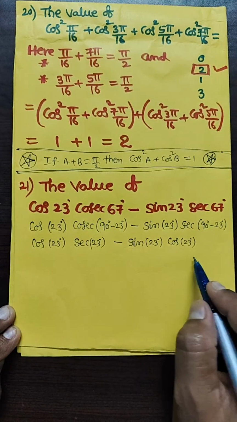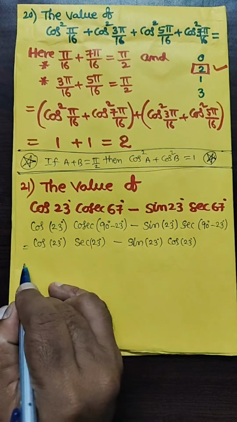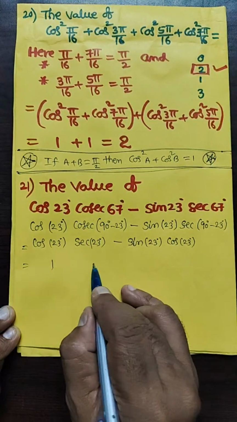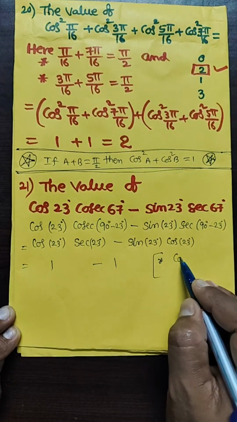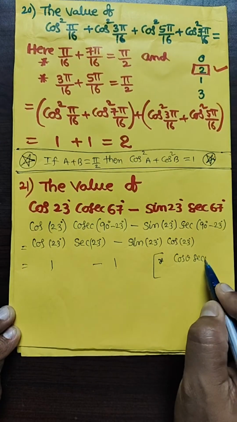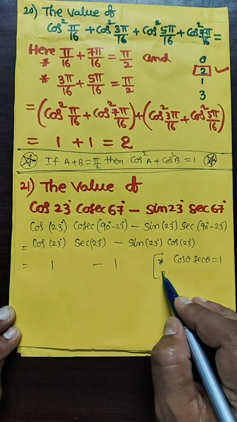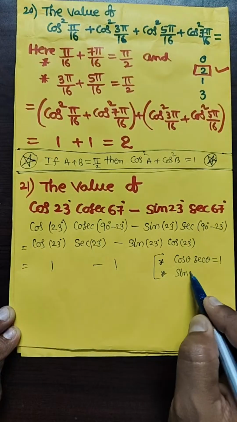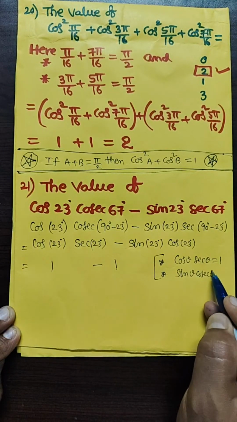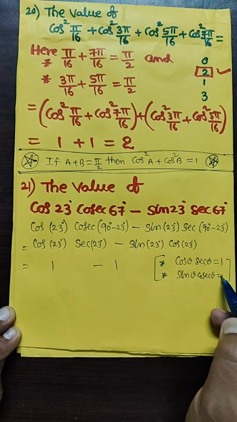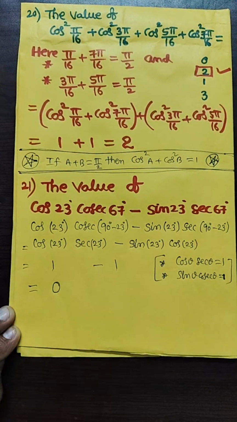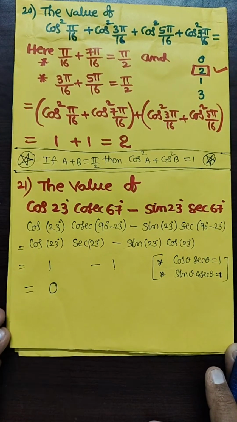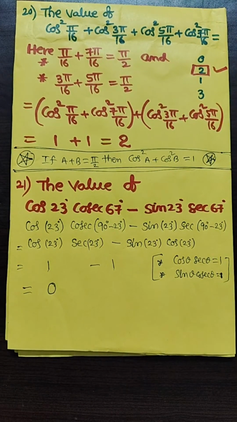You know that this value is 1, this value is also 1. Why? Because cos theta into secant theta value is equal to 1. Another side, sin theta into cosecant theta is equal to 1. So by using these, your answer will become 0, dear students. I hope you understand. 4 more questions are there. We'll finish it.